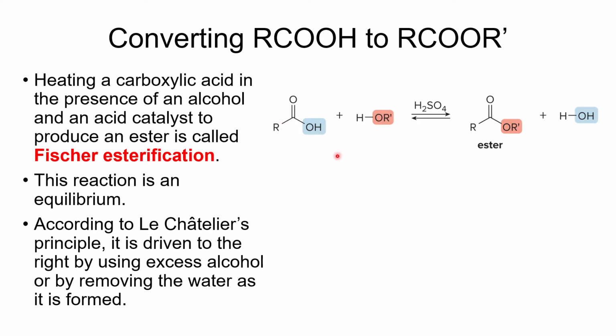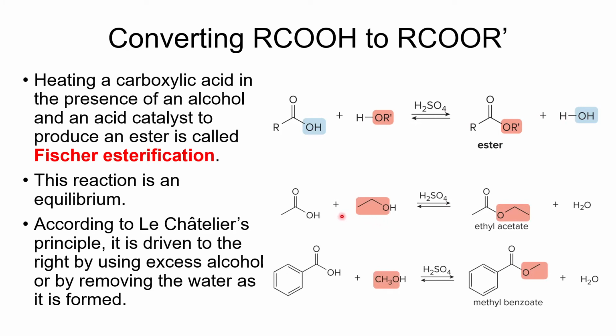So we're going to draw out a mechanism for Fischer Esterification. That one's coming up here in a slide or two. And then shortly after that, when we get to the section on esters, we're going to convert the ester into a carboxylic acid and an alcohol by adding water to our mixture.